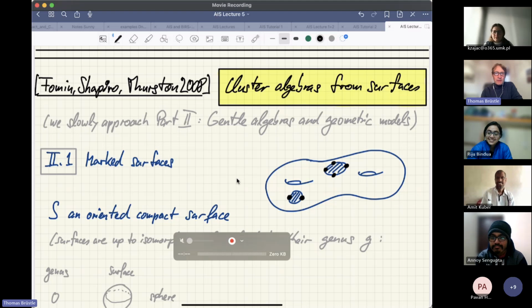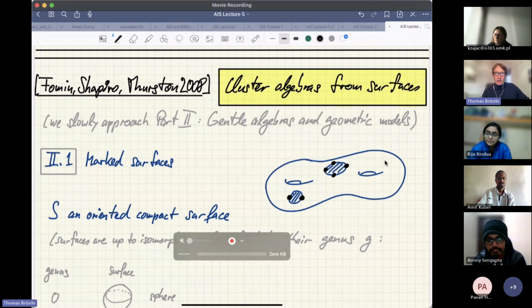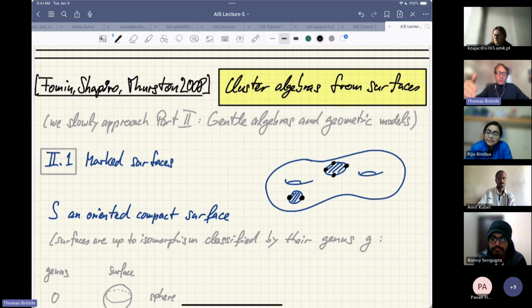So as you have noticed, yesterday I started a new part of the lectures, the second part, which is more about geometry, geometric features. And I first want to talk about cluster algebras from surfaces. So the topic of cluster algebras will still be there, but we slowly introduce these notions on surfaces. This is a good way to move into the geometry part.